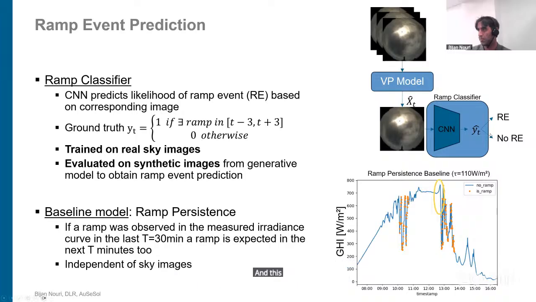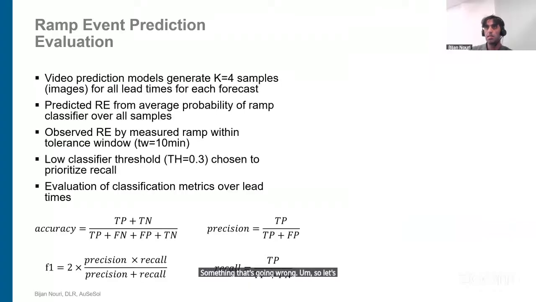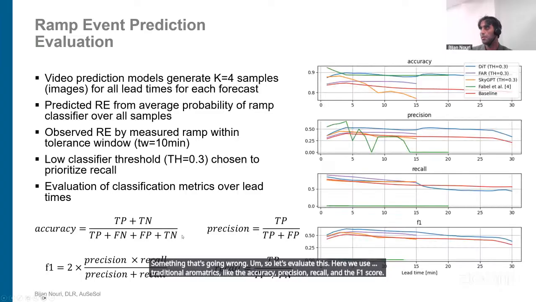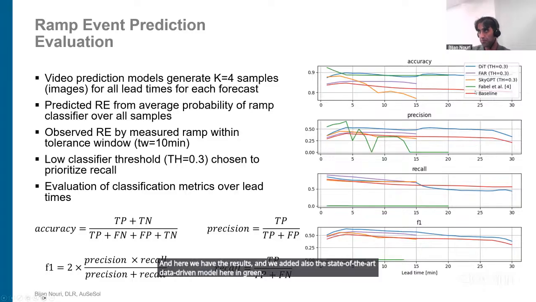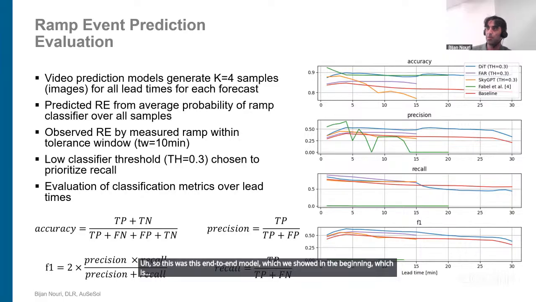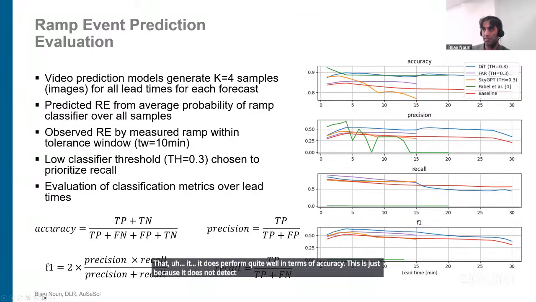And this is also somewhat visualized here in this graphic. So it is a really dumb persistence model. So you should be able to beat this. Otherwise, something is going wrong. So let's evaluate this. Here we use quite traditional error metrics like the accuracy, precision, recall, and the F1 score. And here we have the results. And we also added the state-of-the-art data-driven model here in green. This was the end-to-end model which we showed at the beginning, which is quite performant when we look at these traditional error metrics. But what we can see is that it does perform quite well in terms of accuracy. This is just because it does not detect any ramps, which we can see in the F1 score.